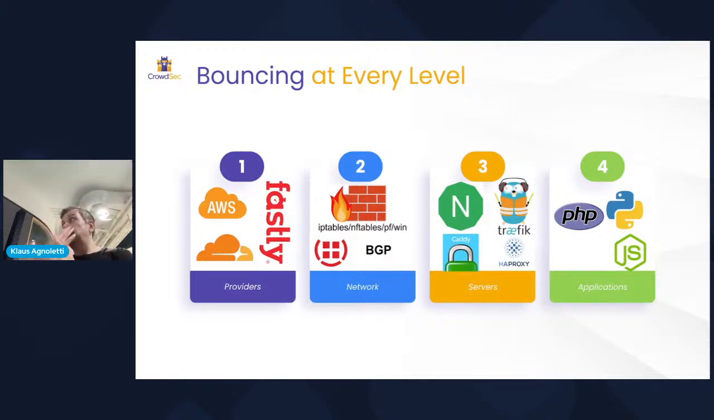In terms of servers: Nginx, Traefik, Caddy, HAProxy, and a bunch more, and also PHP, Python, JS, and Go. Basically what that means is that with about one line of code you can include CrowdSec support, in the sense that there is a bouncing mechanism right inside your application. So that's pretty cool.